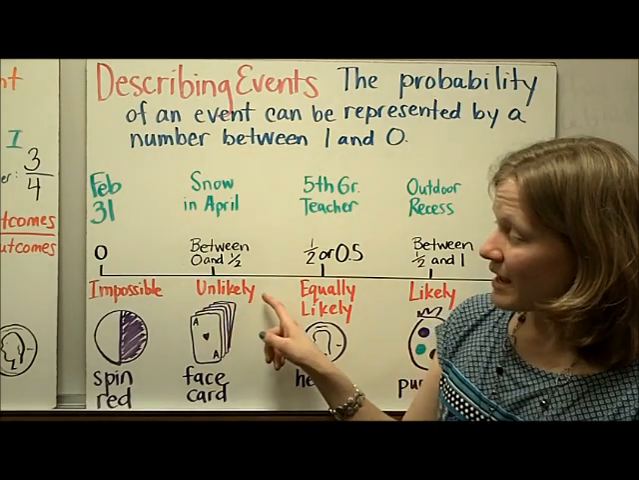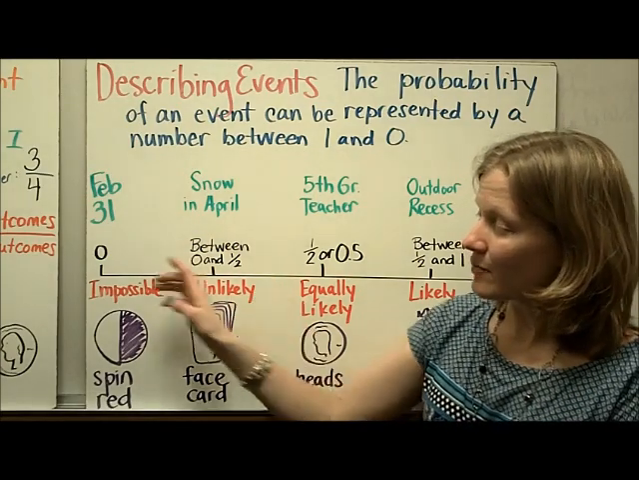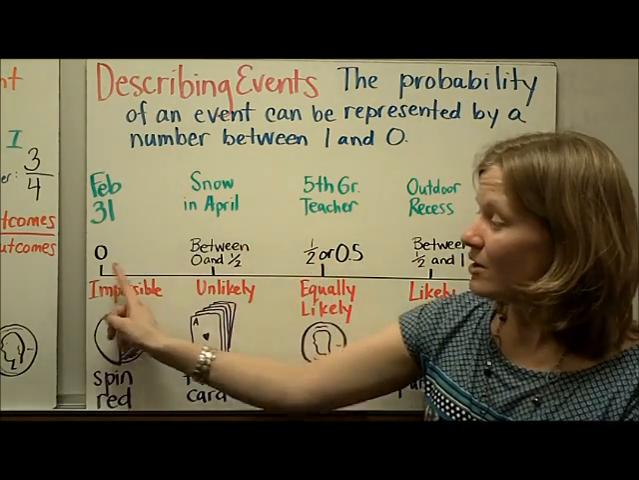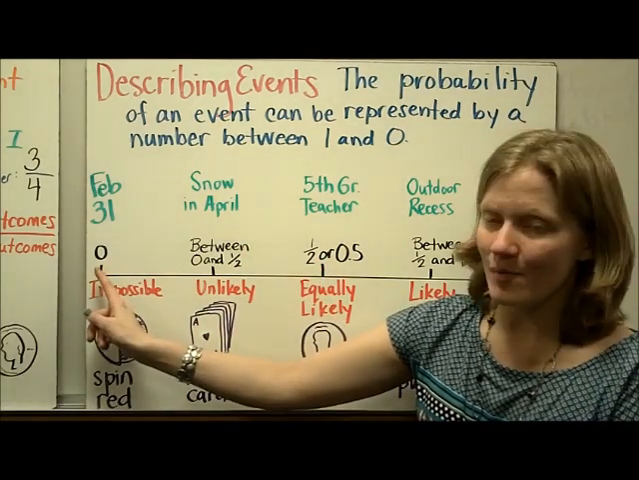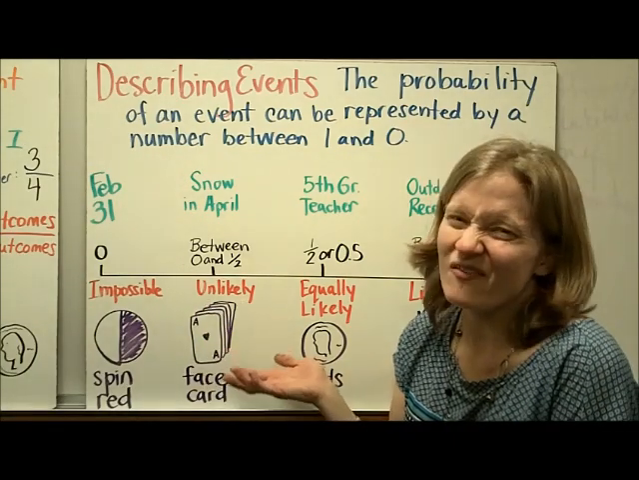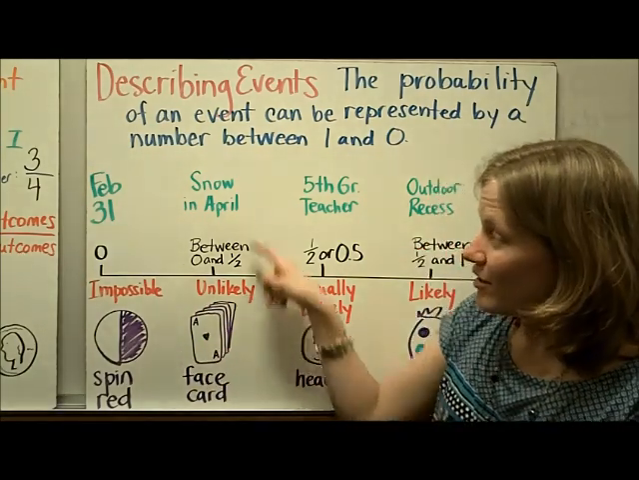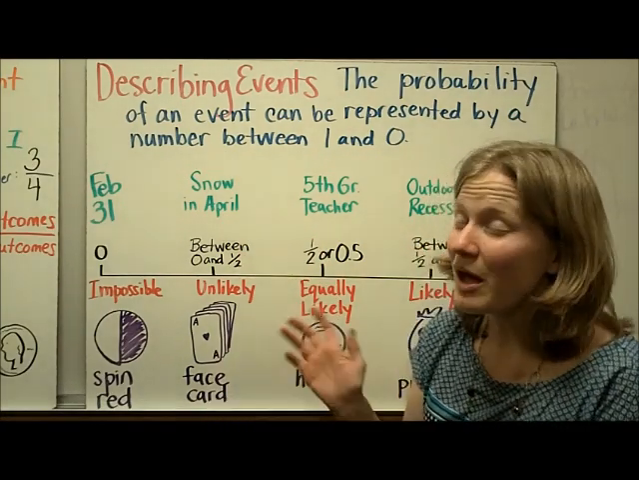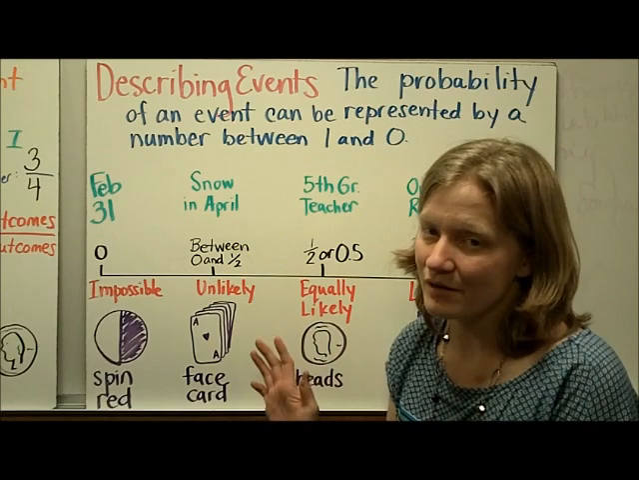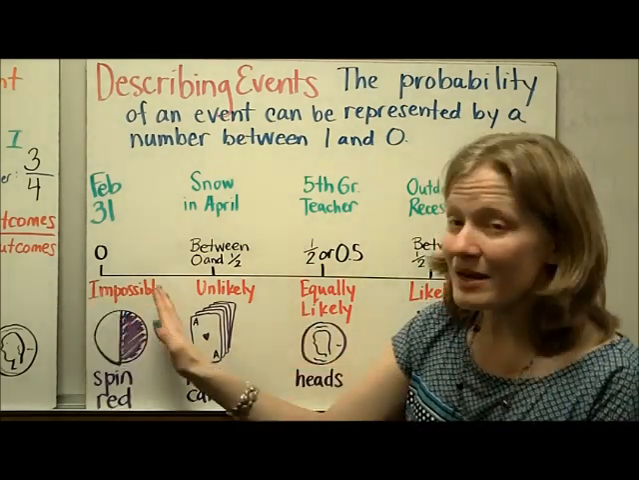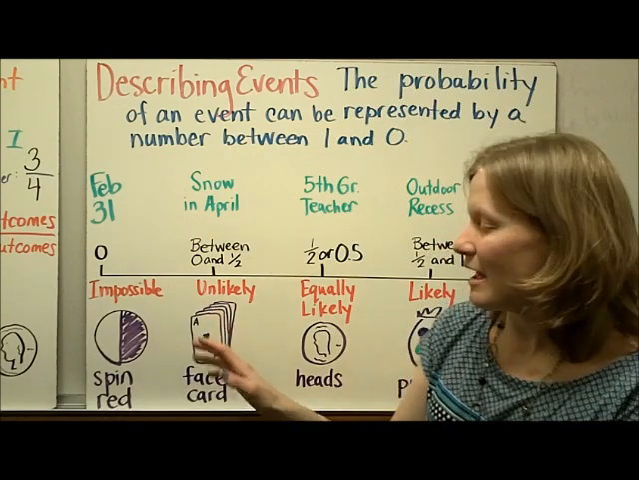Here, if we had something that is a probability between 0 and 1/2, anywhere between those 2 benchmarks, we would call that unlikely. The chances of it happening, not very good. In real life, the chances of it snowing in April are pretty unlikely. It's possible that it could snow in April here in Virginia, but the chances are really small. All right, it's bigger than impossible, but less than half.